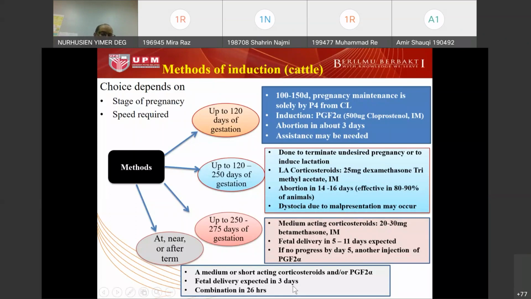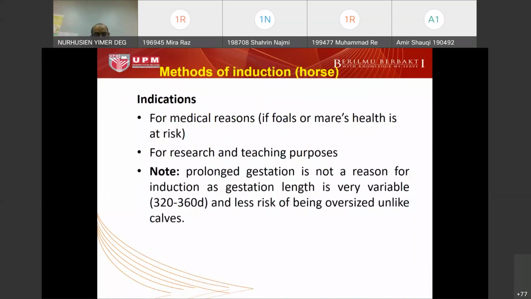In horses, that means in the case of mares, the indication is health issues, as we described before, all right? In addition to that, you might also induce parturition in mares for research and teaching purposes. But one thing important to remember as far as mares are concerned is that the gestation period is quite variable, all right? So prolonged gestation may not be considered an important indication for induction of parturition in mares, as we discussed in the case of cattle, right?